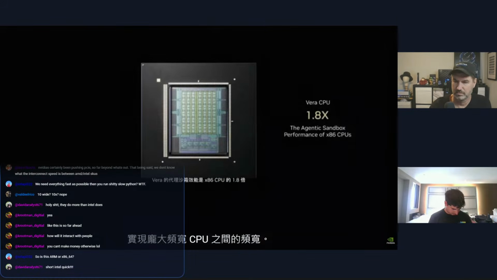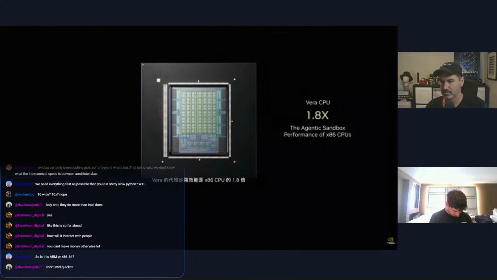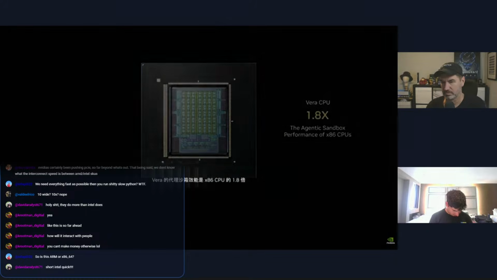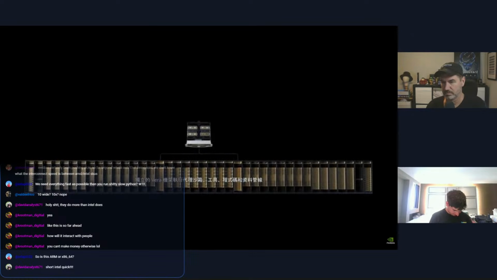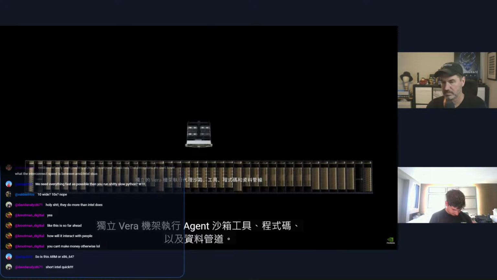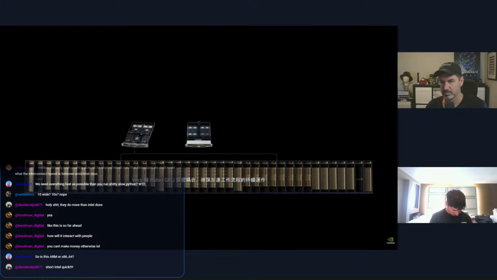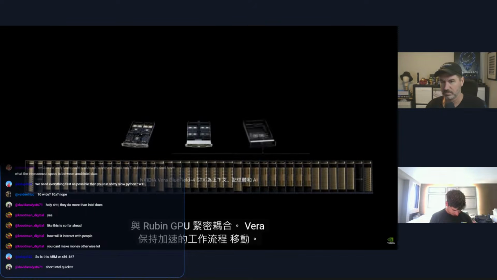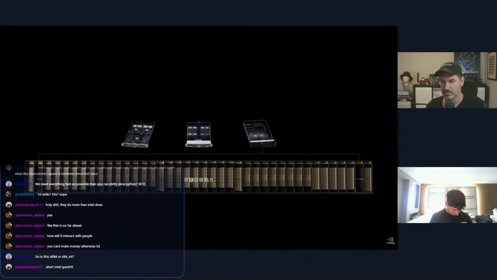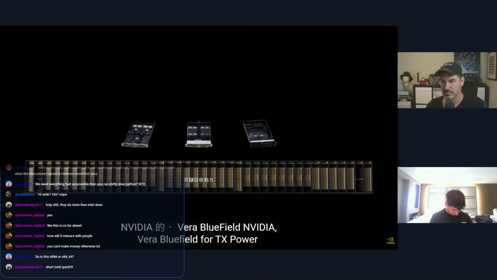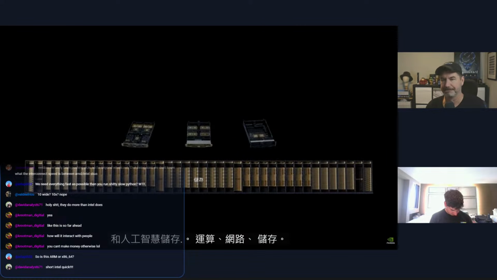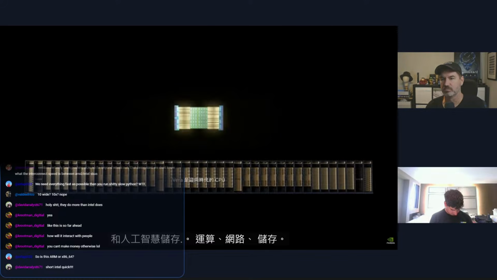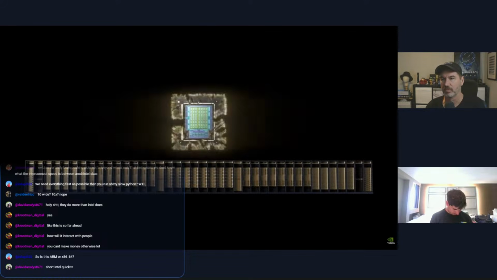Vera delivers 1.8 times the agentic sandbox performance of x86 CPUs. Standalone Vera racks run agent sandboxes, tools, code, and data pipelines. Tightly coupled to Rubin GPUs, Vera keeps accelerated workflows moving. NVIDIA Vera Bluefield 4 STX powers context memory and AI storage. Compute, networking, storage. Vera is the CPU for the age of agents.